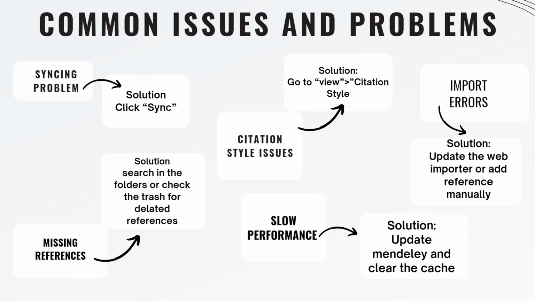Some of the common issues and problems while using Mendeley can be syncing problems, missing references, citation style issues, and slow performance. Syncing problems are usually a one-tap solution. Just by clicking sync, we can sync with all the new information that has been added. Missing references can be looked for in the trash or deleted references. Citation style issues can be changed using the citation style, and slow performance can be improved by updating the app to its latest version.